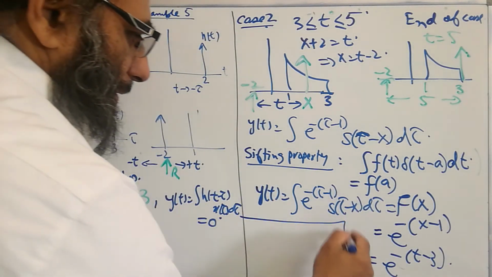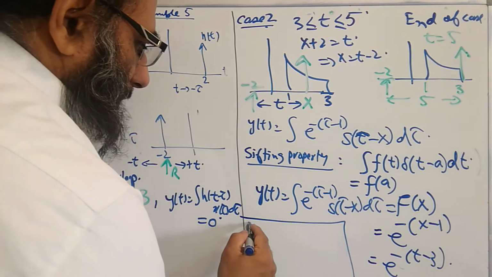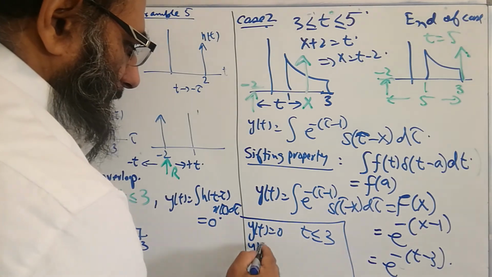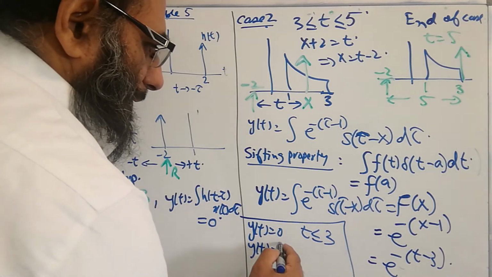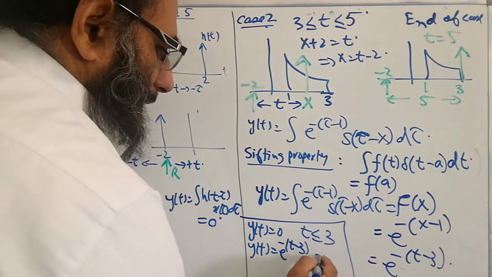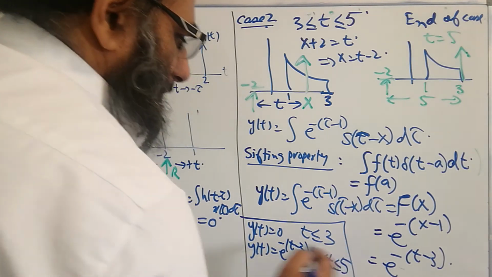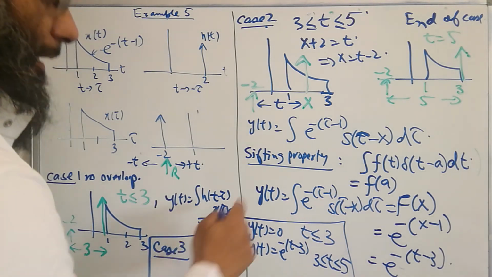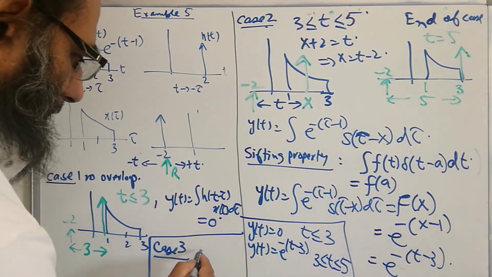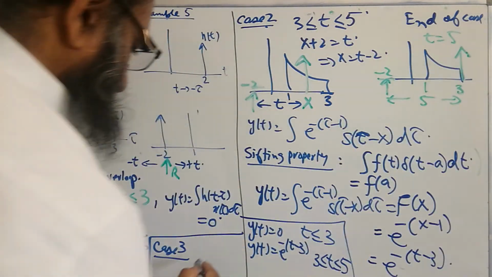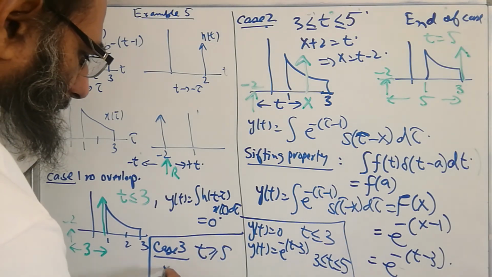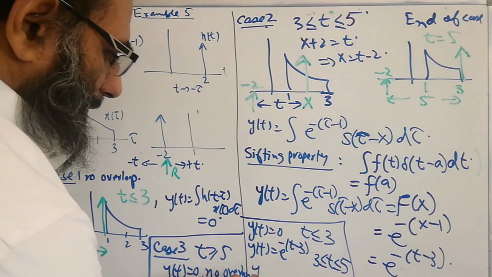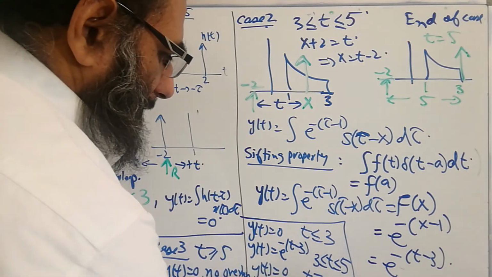So now I can write all my y of t. y of t is equal to 0 for t less than or equal to 3, y of t is equal to e raised to the power minus t minus 3 for t between 3 and 5, and the last case is case 3 when t is greater than 5. After that, so t greater than or equal to 5, y of t equal to 0 because no overlap. So y of t in summary is 0 for t greater than 5.